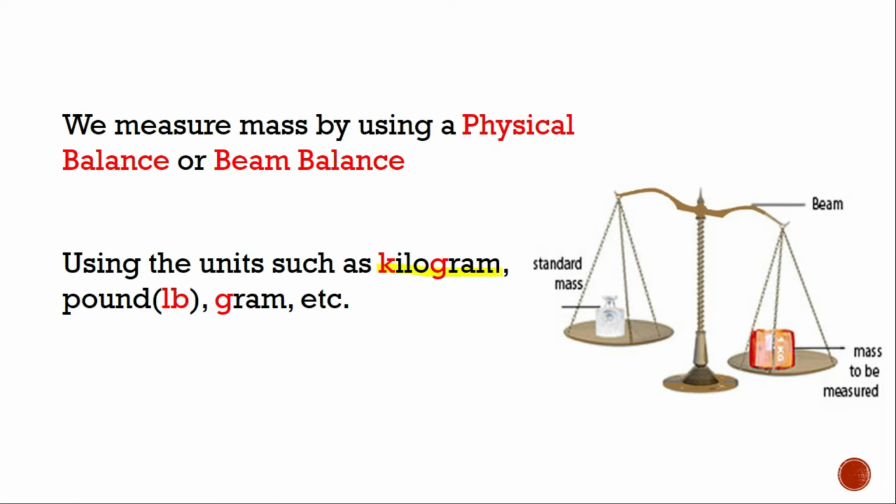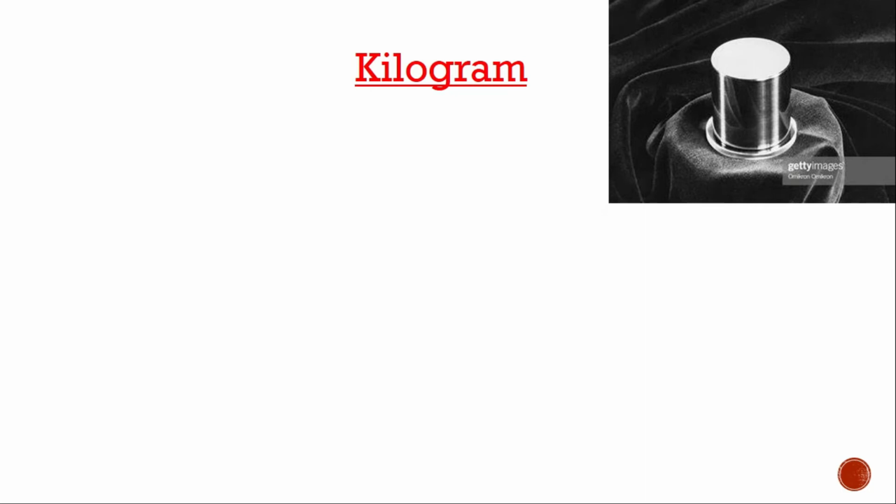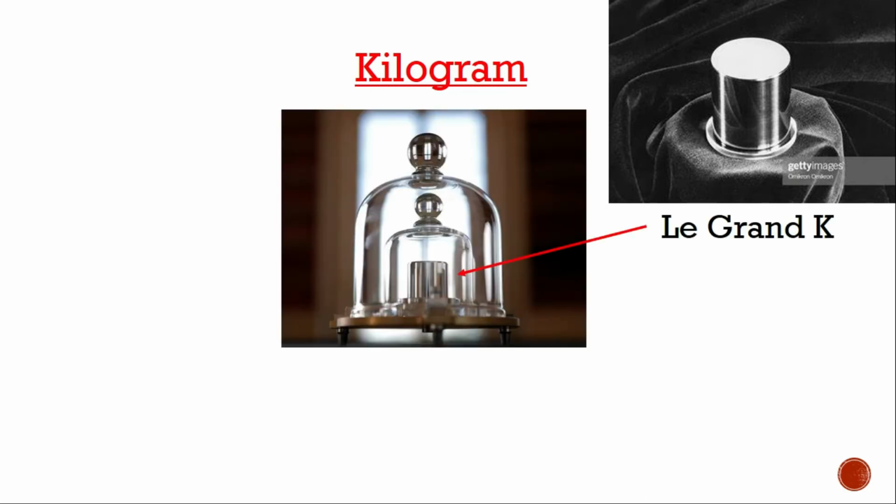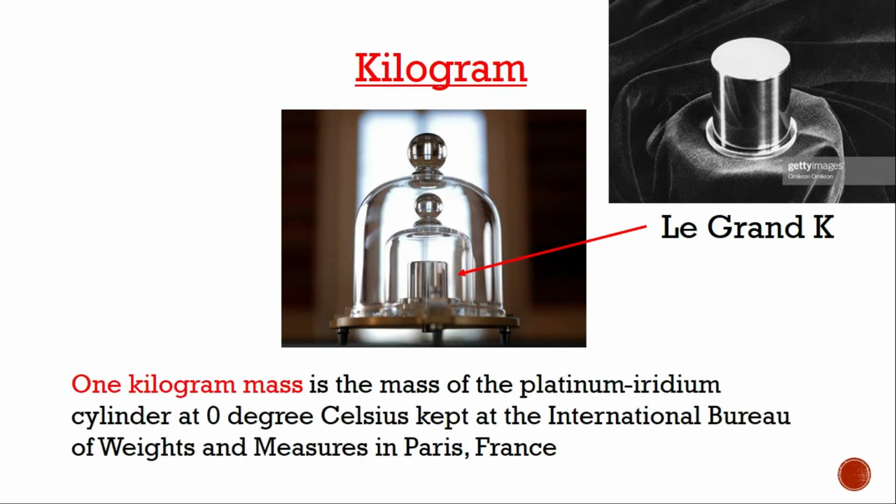And just like in the case of a meter, a platinum iridium cylinder termed as Lagrange K of 1 kilogram mass has been kept at the International Bureau as a standard unit, which makes the definition of 1 kg mass as the mass of this platinum iridium cylinder at 0 degrees Celsius kept at the International Bureau of Weights and Measures in Paris, France.